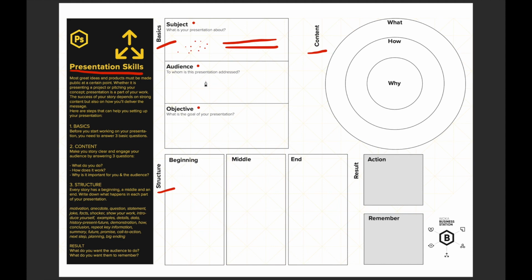Audience. Make sure you know who you're talking to. Everything you say, all the information that's being put in this presentation, the feel of your story should be connecting to your specific audience. So to whom is this presentation addressed? Who exactly are you talking to?